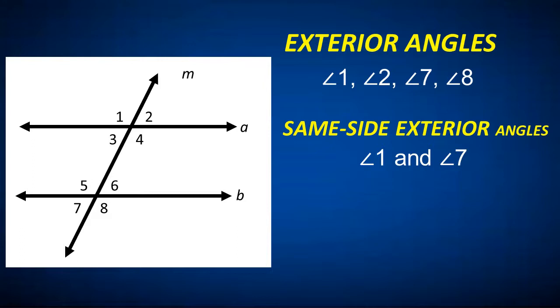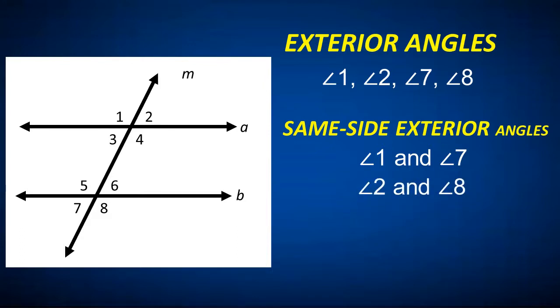So correct. Angle 1 and angle 7 lie on the left side of the transversal, meaning they are on the same side of the transversal. So they are same side exterior angles. So aside from angle 1 and angle 7, what else can you see that is a same side exterior angle, or a pair of same side exterior angles? So angle 2 and angle 8.